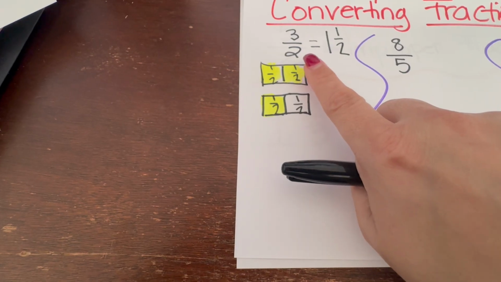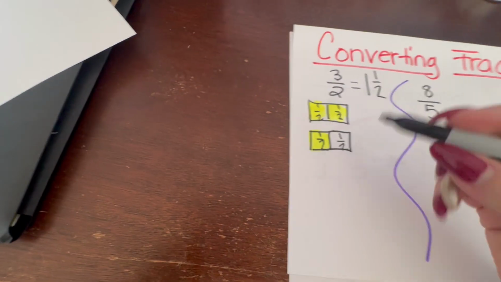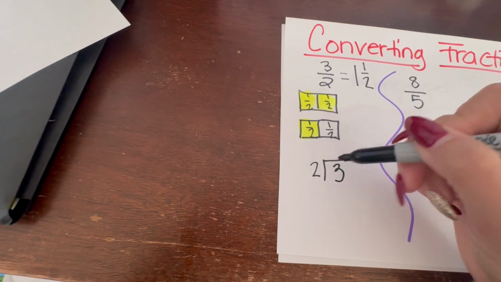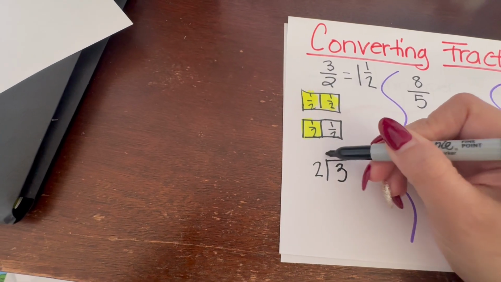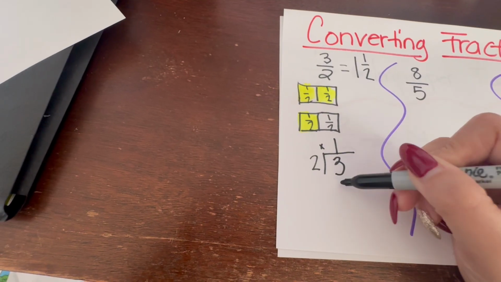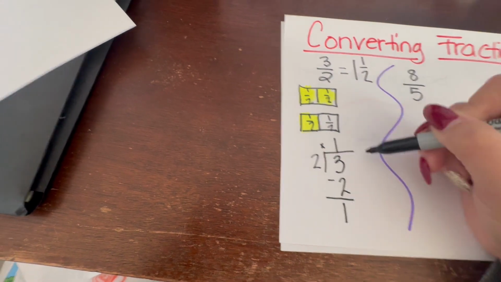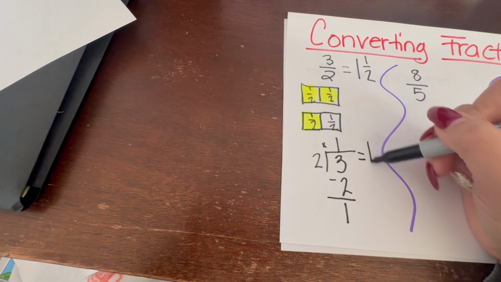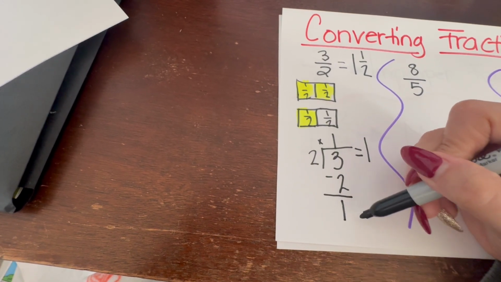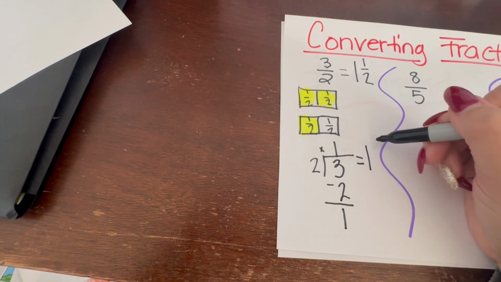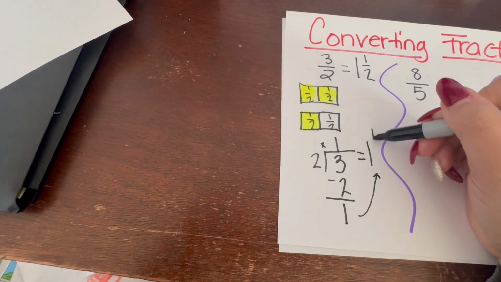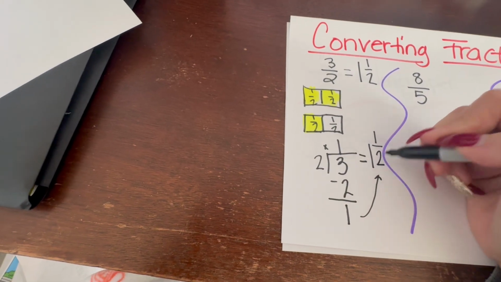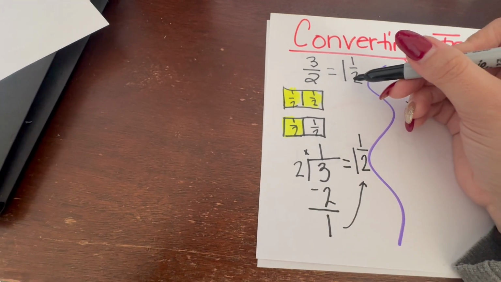Now, if you want to change it without models, you would divide 3 by 2. Okay, 2 will go into 3 one time. 2 times 1 is 2. Okay, we have a remainder of 1. So we have 1 whole up here. Whatever the remainder is, that's going to be your numerator. And then the bottom number stays the same, which is 2. So you have 1 and 1 half, which is what we got here.